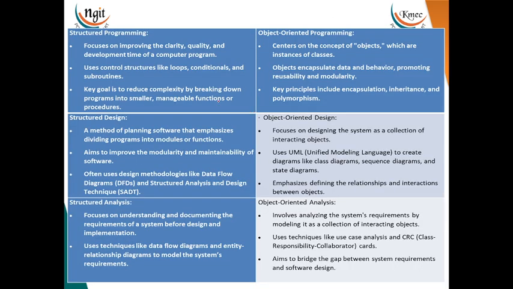If you look at the differences between structured programming and object-oriented programming, the focus is on clarity and quality, on how to develop a computer program. The concept of the object came into existence. Structured programming used structures and loops, whereas object-oriented programming brought encapsulation of behavior, promoting modularity and reducing complexity. That was the key way of reducing complexity. The concepts here include encapsulation, inheritance, and polymorphism.